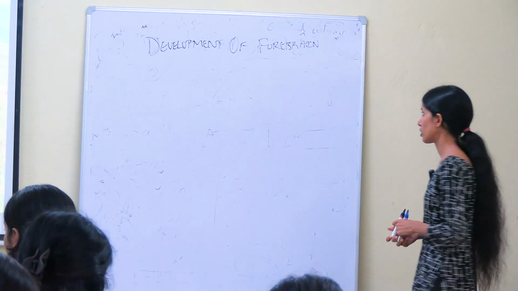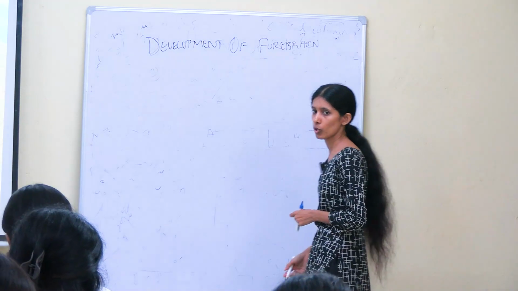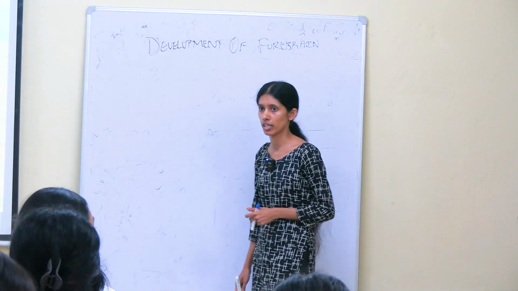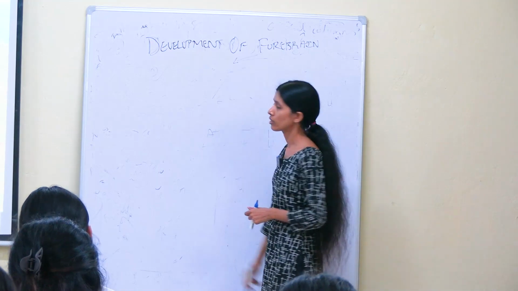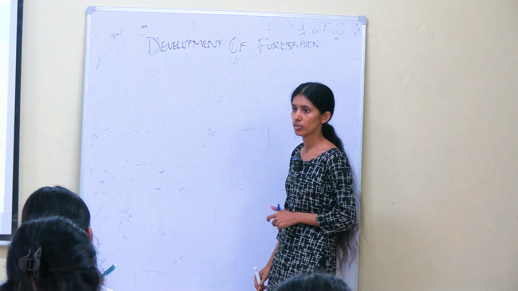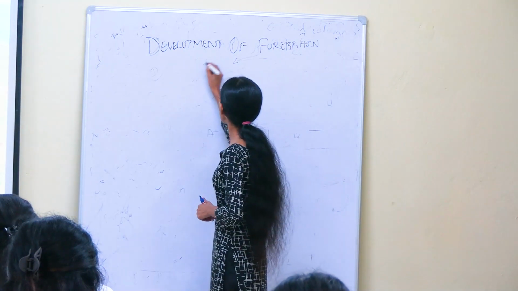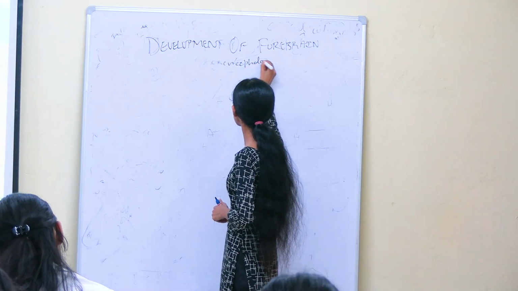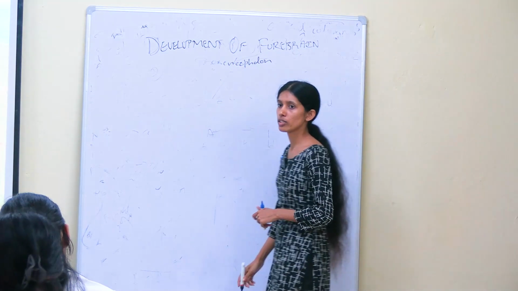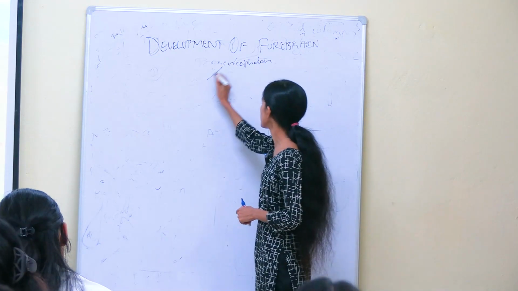Okay, I'll start with the forebrain in this session. If those topics are not completed, just let me know once, okay? So your forebrain develops from which brain vesicle? It develops from your prosencephalon brain vesicle, okay? What are the parts of the prosencephalon brain vesicle?